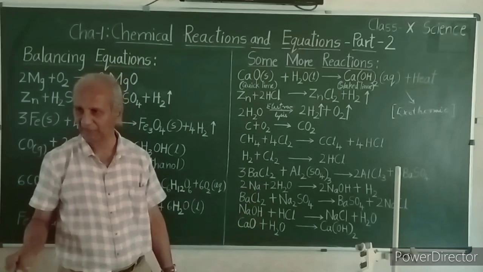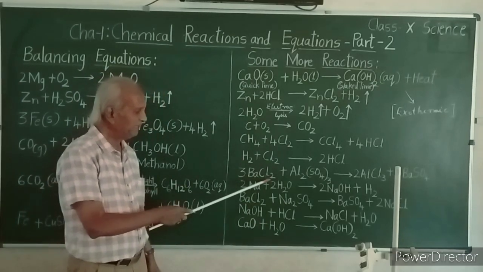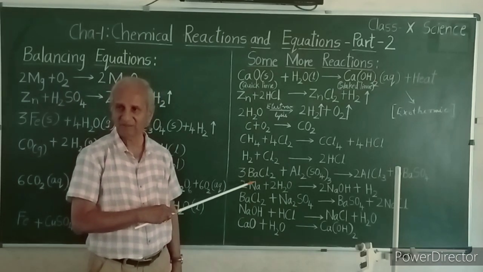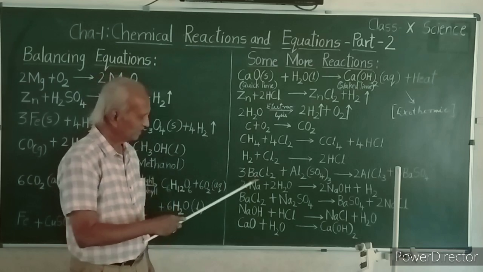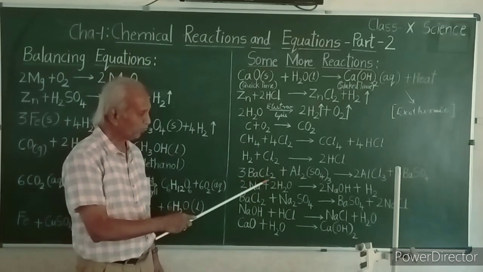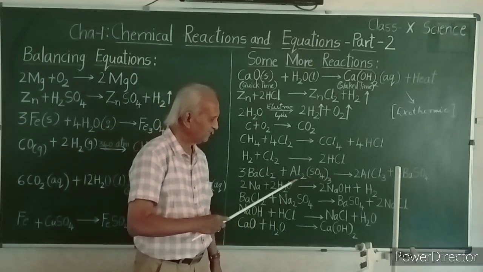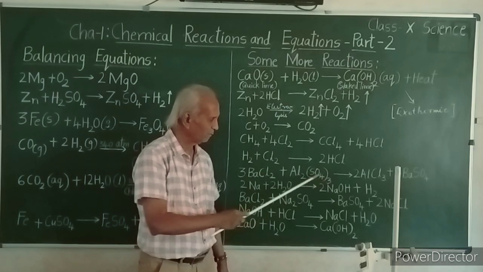This reaction we will be learning in the next lesson too. We just read it out now. BaCl2. Ba is the symbol for the element barium. Ba, Cl2, barium chloride, plus aluminium sulfate. Al is aluminium. Sulfate, SO4.